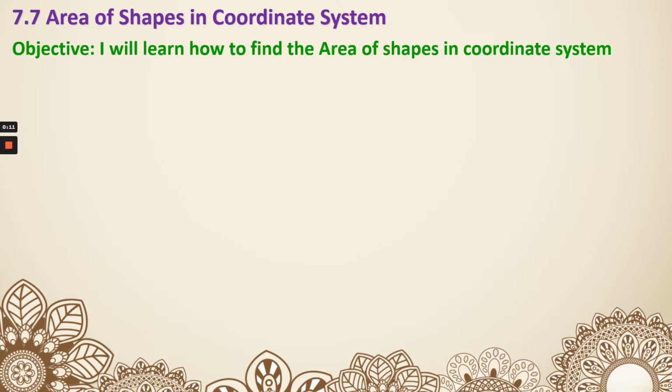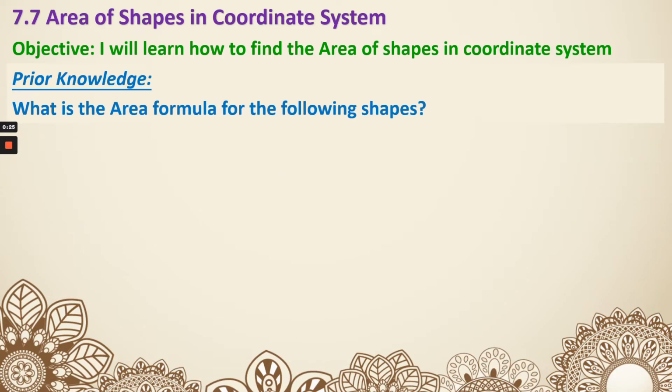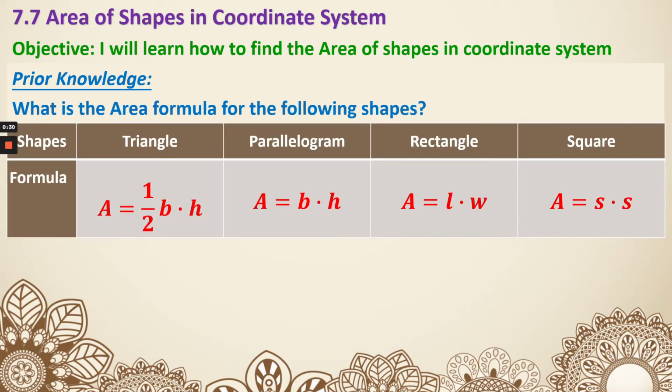Last lesson, we learned how to find the perimeter of shapes in a coordinate system. We simply find the distance or length of each side, then add them together. However, area is going to be slightly different. We can't exactly just do what we learned yesterday. Area is going to depend on formulas. So here are a few formulas we are going to use for today's lesson.